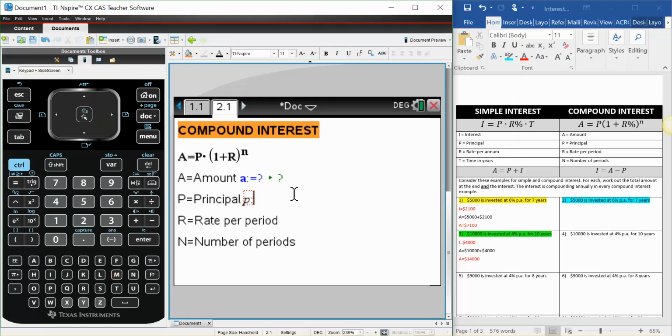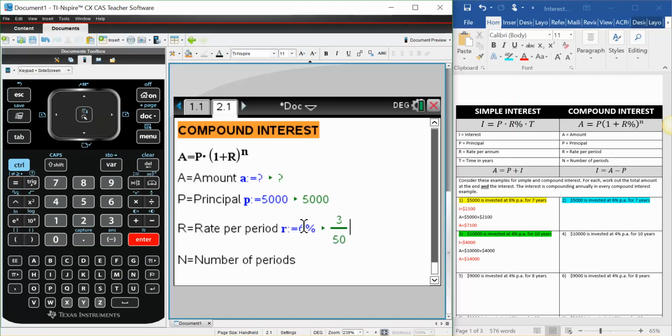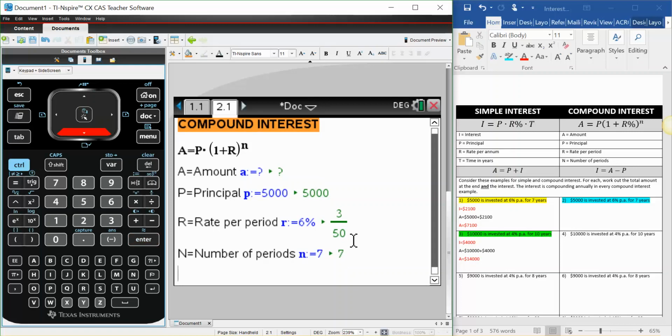The P, the initial price, is $5,000. Remembering we're using the dot equals. The rate, control M, R dot equals. The rate was 6%. The number of periods, we go to control M, N, control dot equals. The number of periods this time is 7 because it's compounded annually. So in this example, we then have to simply use the solve exactly like we did in simple interest a little bit earlier.